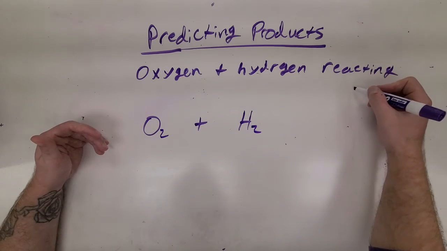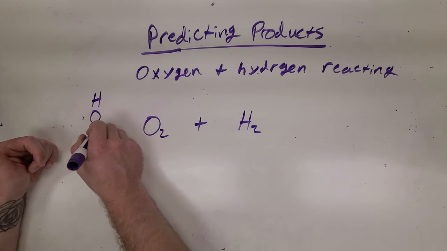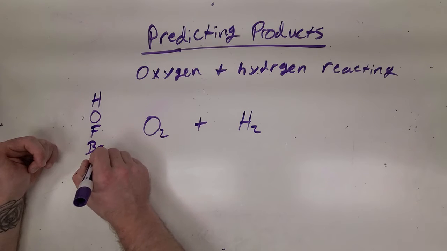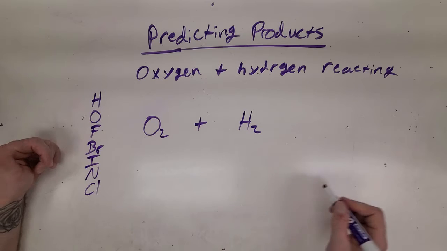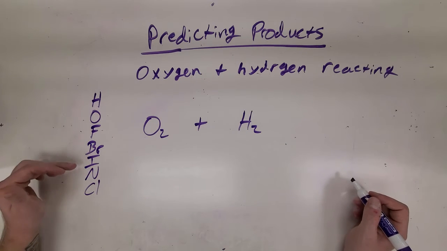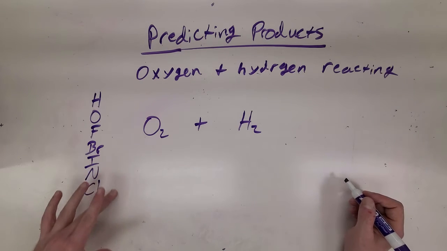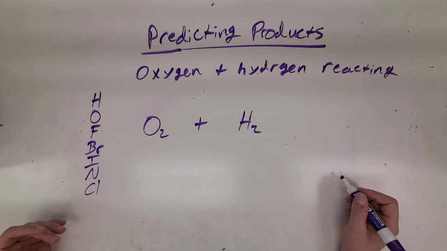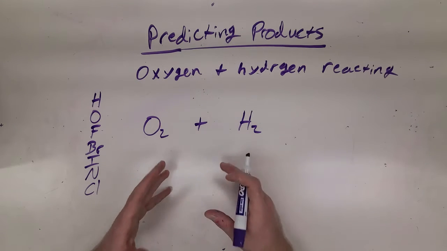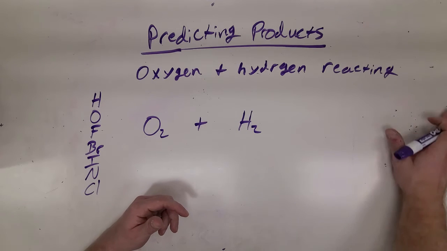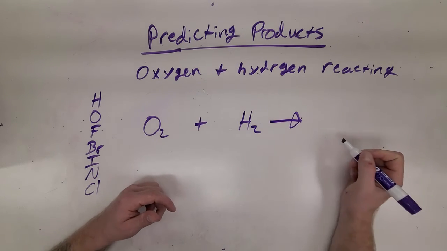The acronym is called, I'll write it over here, Hofbrinkel. That is hydrogen, oxygen, fluorine, bromine, iodine, nitrogen, and chlorine. These are always going to be in a diatomic molecule that is having a 2 after it when you write it down, at least here on Earth in most cases. Obviously, there's always going to be exceptions.